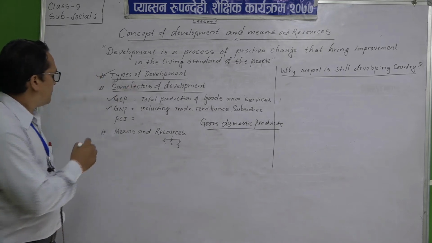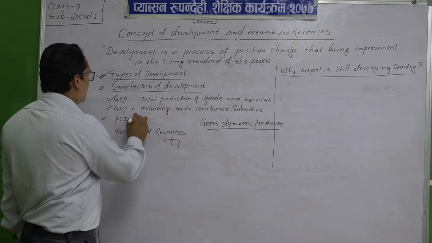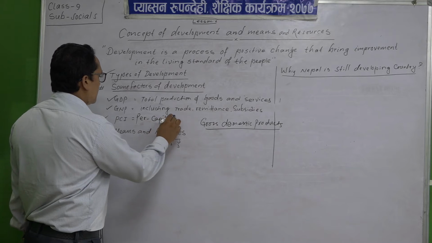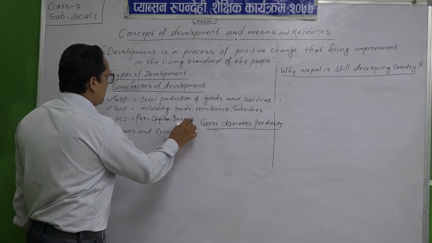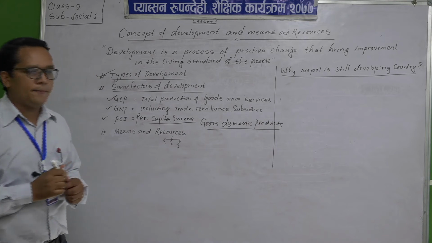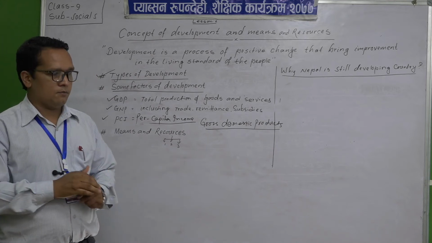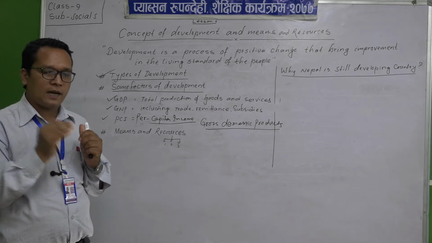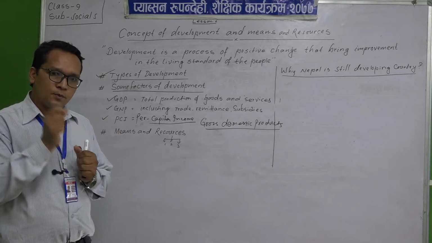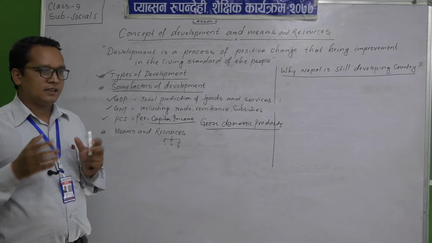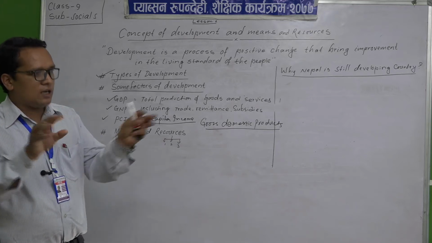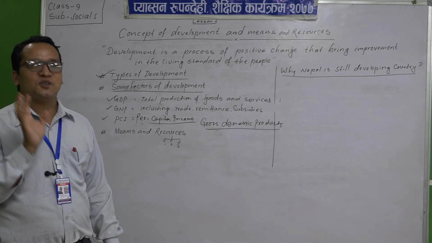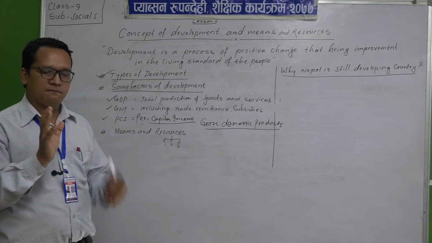Another is PCI, per capita income. Per capita income means the average income of every person of the country. In Nepal it is called prati vyakti aay. That is equal for all members, but that is on paper only. Please try to understand.